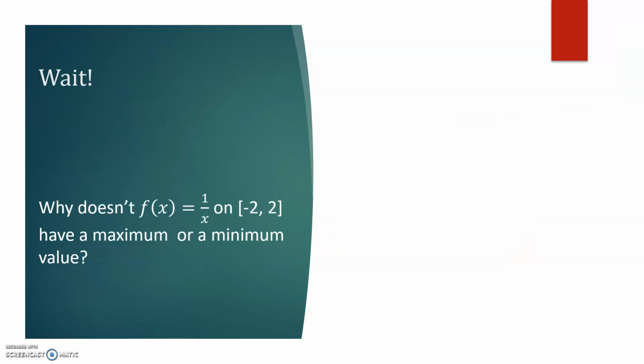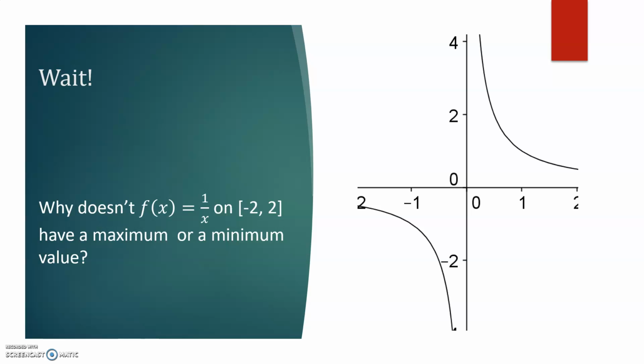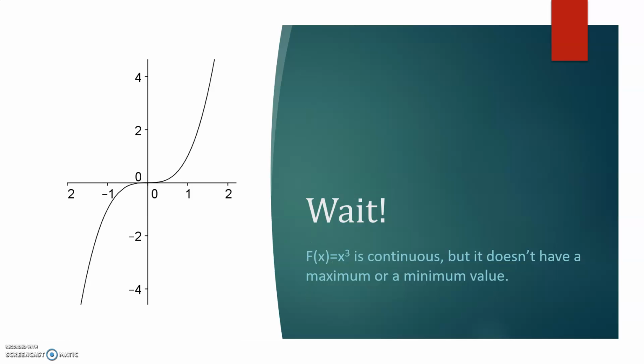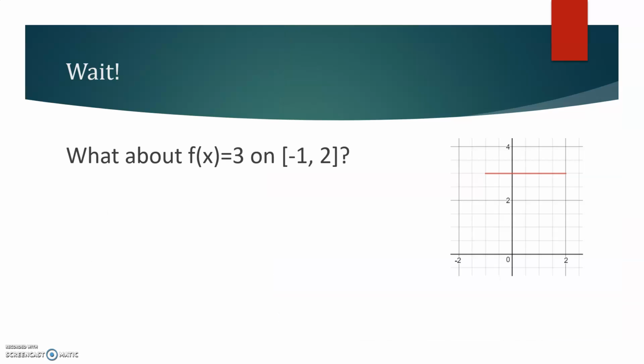So before we use the extreme value theorem, just a little bit of thinking. Why doesn't this function, 1 over x, have a maximum or a minimum value? If you look at a graph of that function from -2 to 2, the reason it doesn't is because it doesn't satisfy the hypothesis of the theorem. There is a discontinuity at x equals 0. X cubed is continuous, but it doesn't have a maximum or a minimum value. And again, we didn't satisfy the hypothesis. We don't have a closed interval. So in order to use the theorem, you need a closed interval and you need a continuous function.